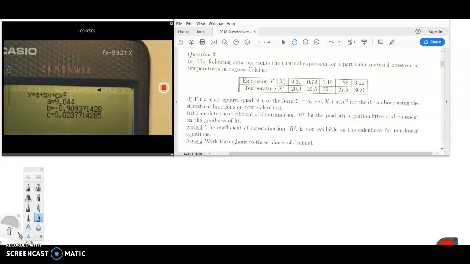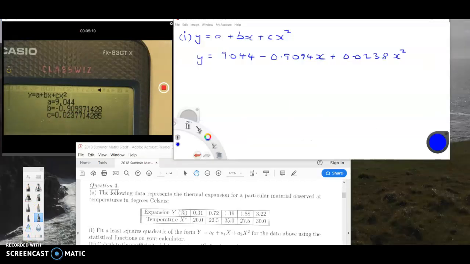A is, let's see if I can zoom in on that there. I'm just going to take a note of that. A equals 9.044, B equals that, and C equals that figure there. So let's say we go to 4 decimal places. So that's part 1 done. That's our least squares quadratic of the form sought, and we did it using the statistical functions on the calculator.